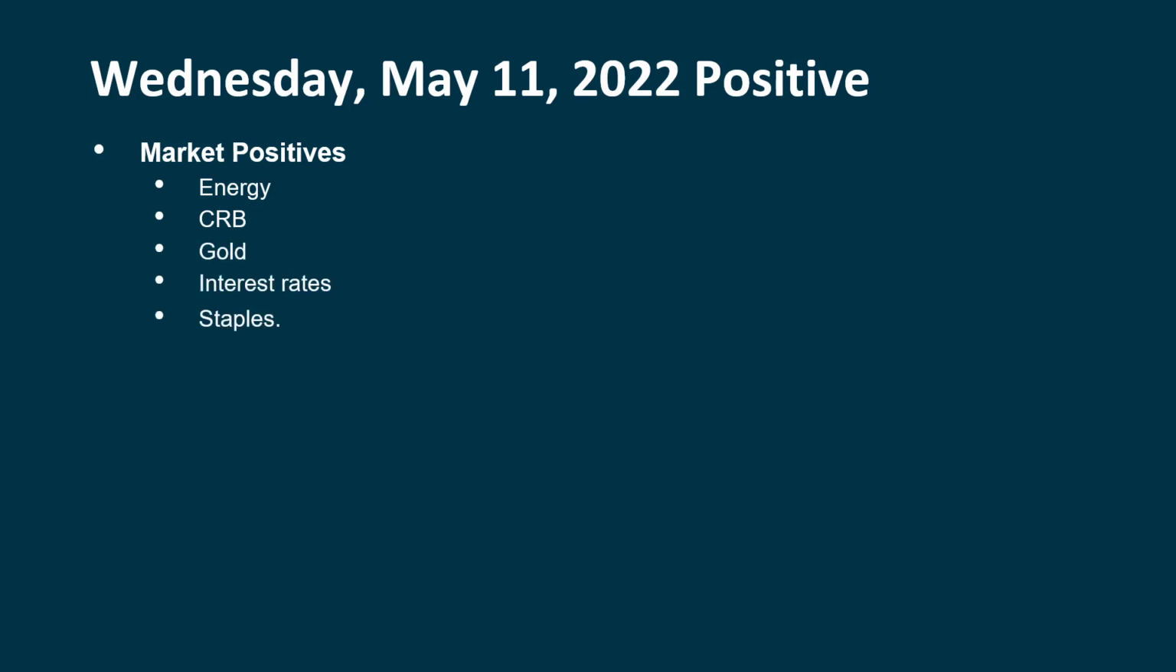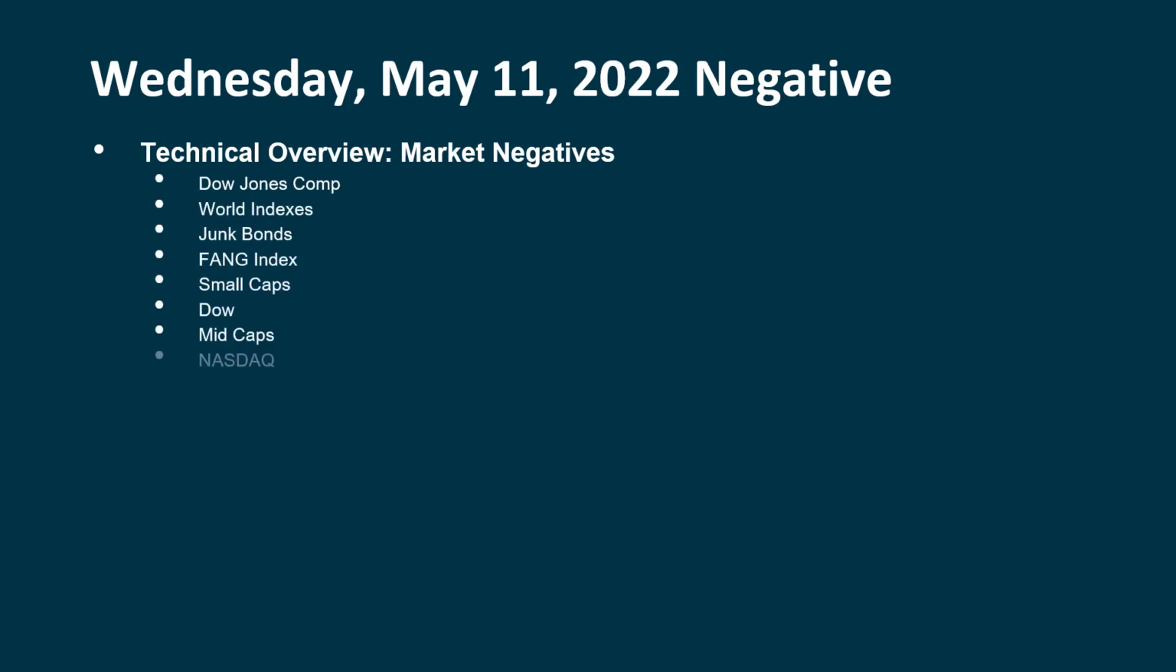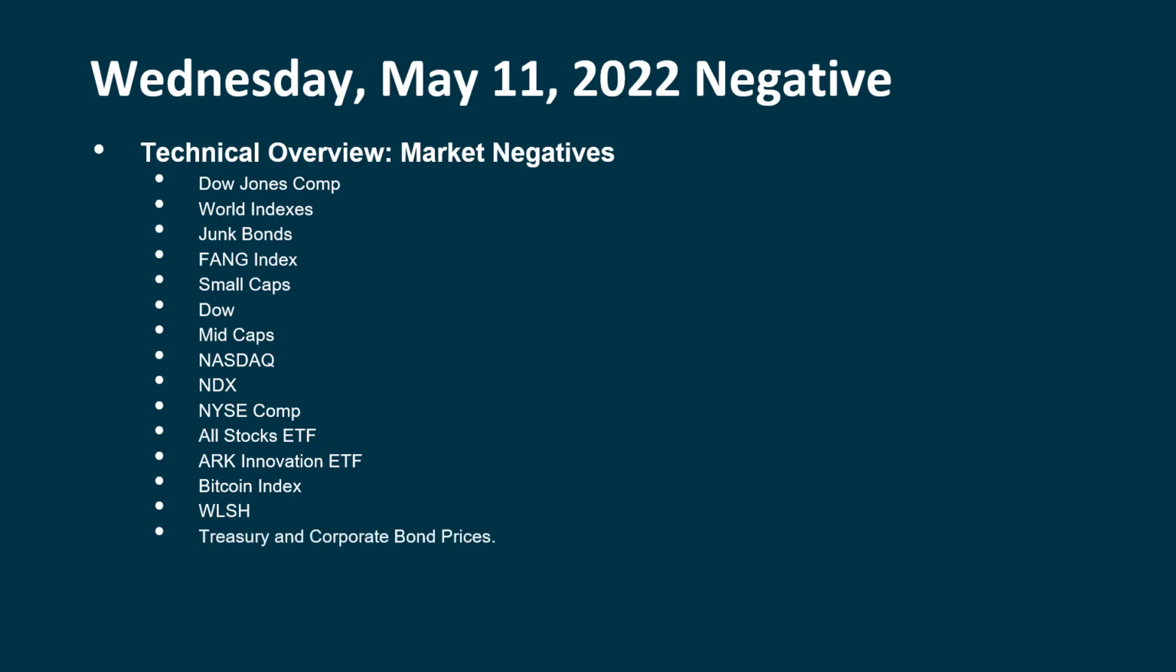So what is our conclusion? And this is taken right from the daily video. Those things that are positive: energy, the CRB, gold, interest rates, and staples, they are positive. What are those things that are negative? And my goodness, this list just goes on and on and on. I'm not going to read all of this to you. And some of this is not necessarily based on what I talk about here. It's also based on what I talk about in the daily video update. But all of these other areas are currently negative.